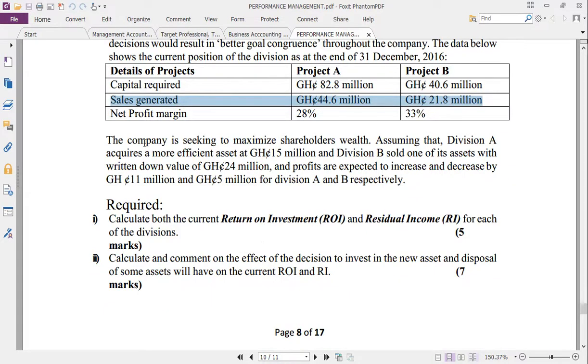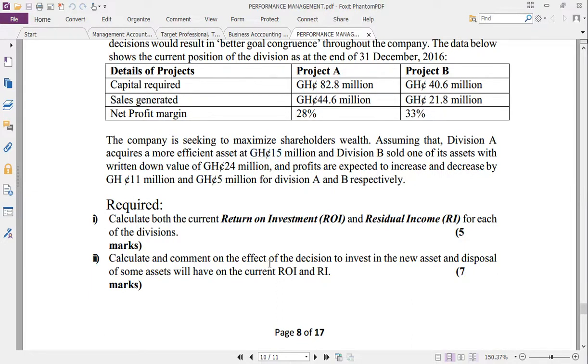Good. Now the company is seeking to maximize shareholders' what? Assuming that Division A acquires a more efficient asset at 50 million, and Division B sold one of its assets with a written down value of 24 million, and profits are expected to increase and decrease by 11 million and 5 million for Division A and B respectively. That one we need for the second one.